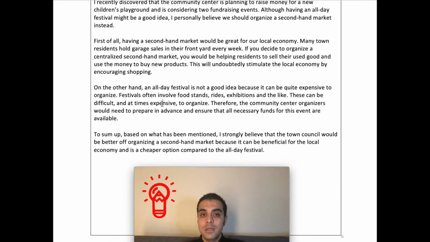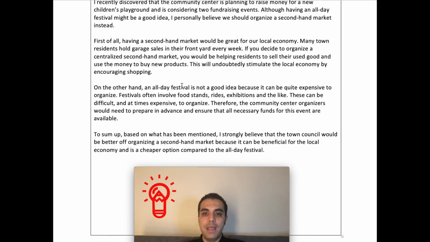On the other hand, an all-day festival is not a good idea because it can be quite expensive to organize. Festivals often involve food stands, rides, exhibitions, and the like. These can be difficult and at times expensive to organize. Therefore, the community center organizers would need to prepare in advance and ensure that all necessary funds for this event are available.